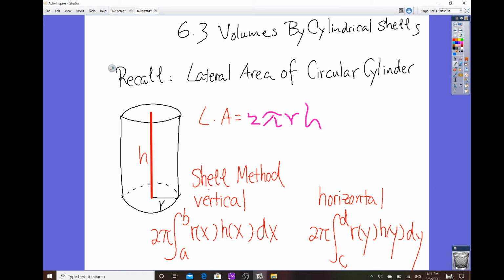Okay, and then dx. Or this one can be calculated by doing 2 pi times the integral from c to d, r of y, again the distance from the given curve to the revolution axis, and then h of y, the function itself, times dy. So this one is just like the formula for the shell method, or the cylindrical shell method.